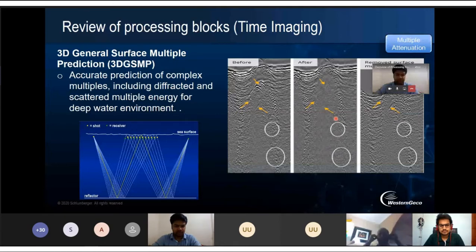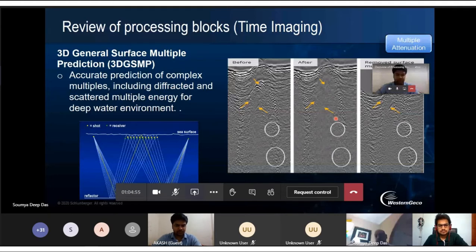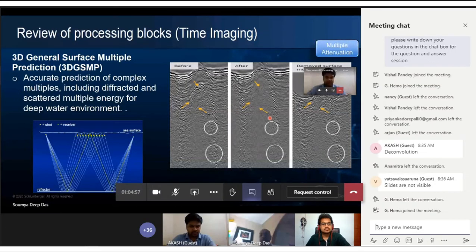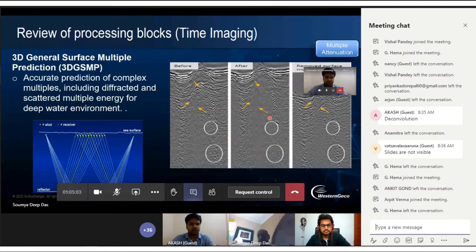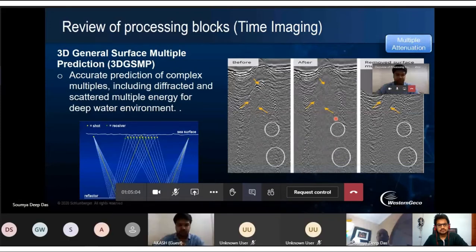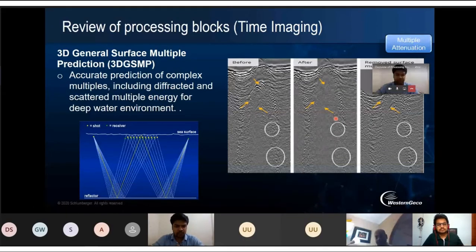That's the reason the radon demultiple, which is mostly dependent on velocity, is not suggested in the initial stage. But this particular algorithm, 3D SRME, relies on water velocity, which you will probably know well enough, and the source receiver positions, which you have already recorded, right? So it uses this information to do the convolutions. In mathematical terms, this is a convolutional model. So you get a very good estimate irrespective of the error in velocity.